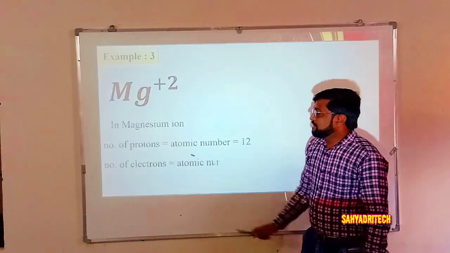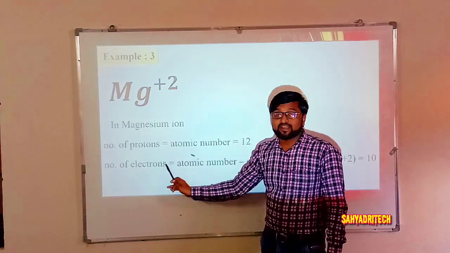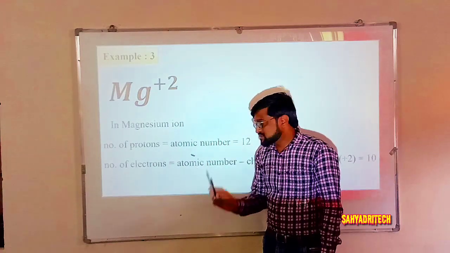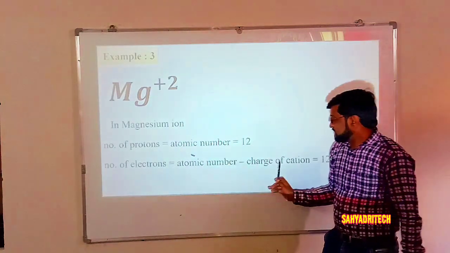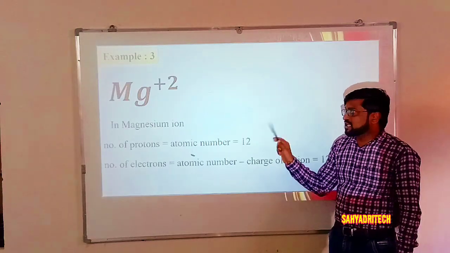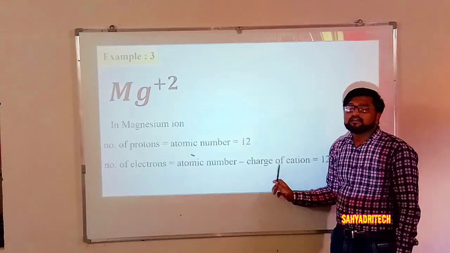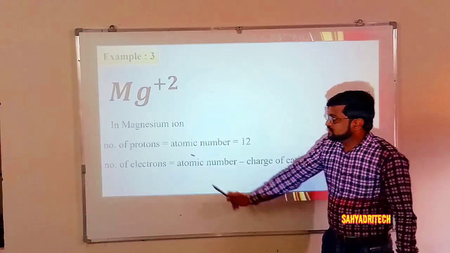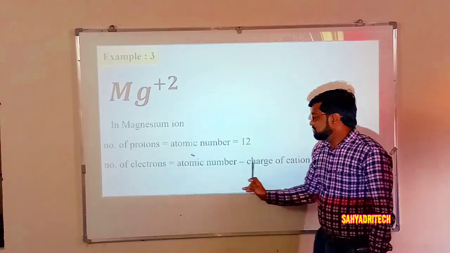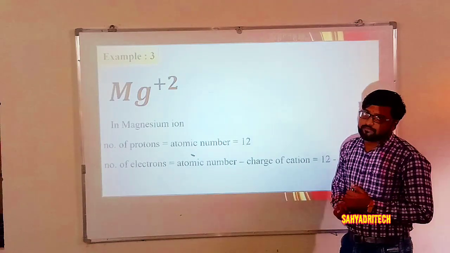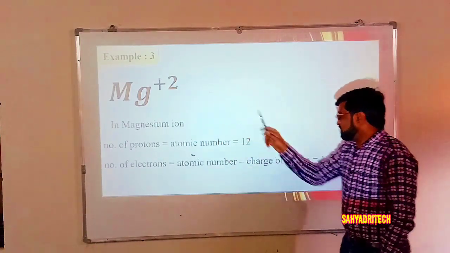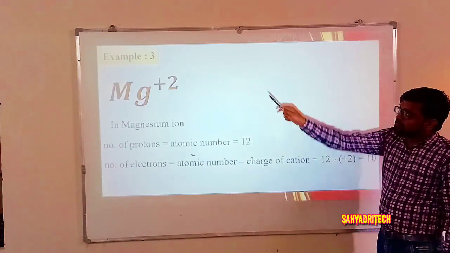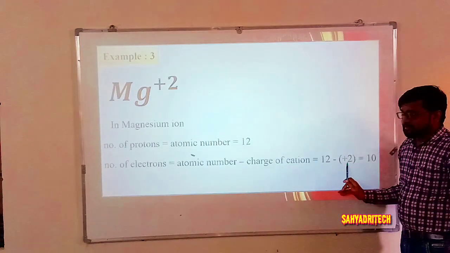Well, coming to the number of electrons. Now, what I said? For ionic species, it may be cation or anion. What is the formula? Atomic number minus charge. If it is cation, charge of cation. If it is anion, charge of anion. Okay. So, number of electrons is equal to atomic number minus charge of cation. Well, what is atomic number? 12 minus, what is the charge of cation? Plus 2. So, I have taken plus 2 here.